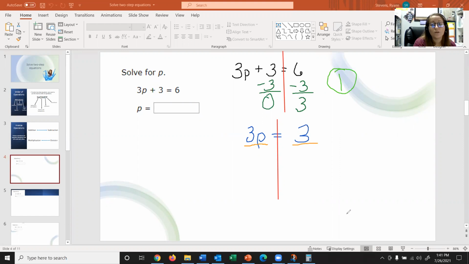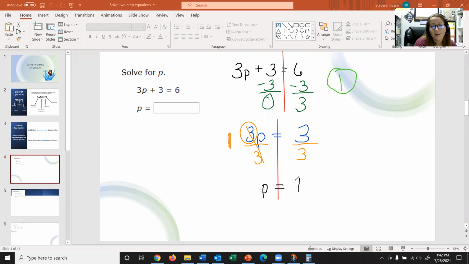Since we know we're multiplying, the inverse is division. We're going to divide this number that is with P because our goal is to get P by itself. So we're going to divide both sides by 3. 3 divided by 3 is just going to cancel and leave us with 1. And then 3 over here divided by 3 is also going to leave us with 1. So we would actually say that our final answer is going to be P is equal to 1.